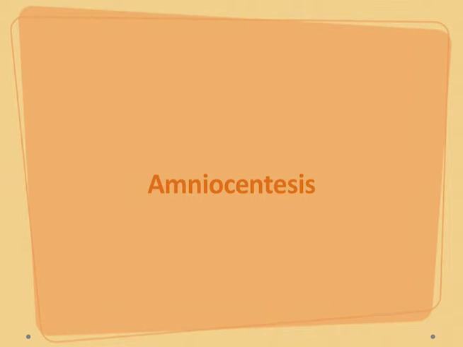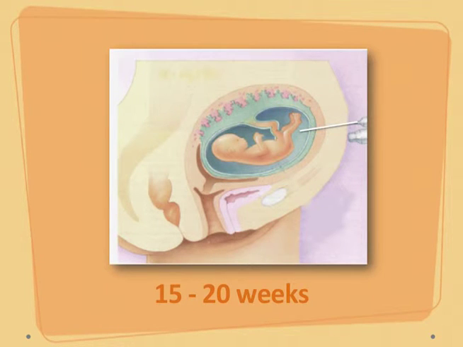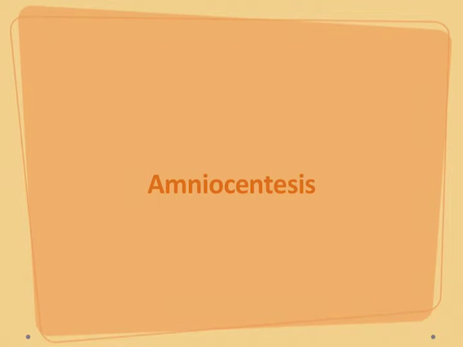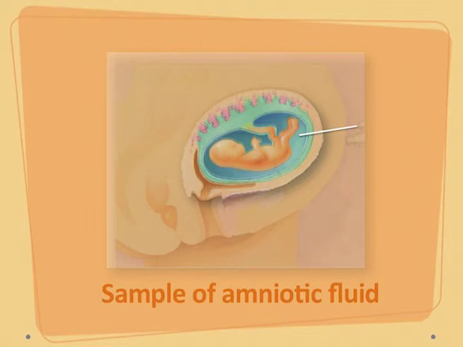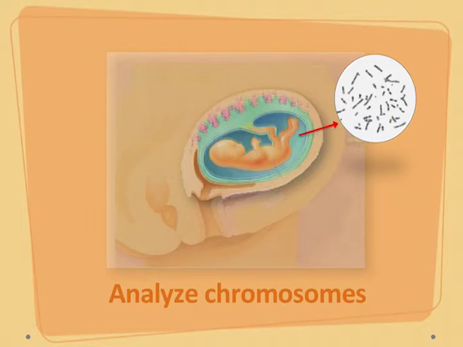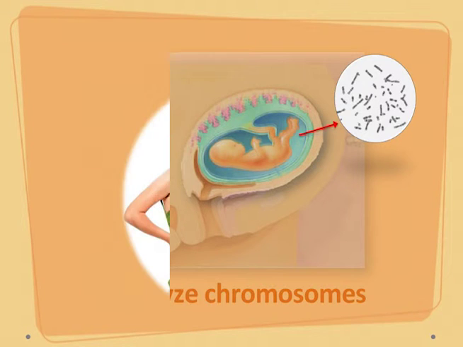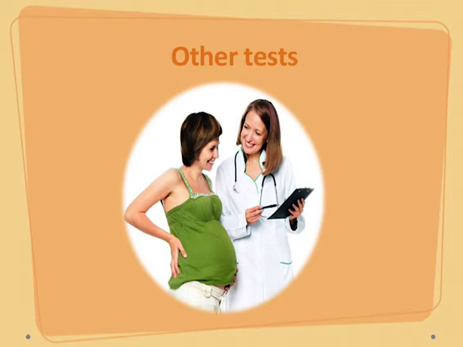Amniocentesis is the most common diagnostic test and is usually performed at 15 to 20 weeks of pregnancy. During amniocentesis, a specially trained doctor inserts a needle through the mother's abdomen and withdraws a sample of amniotic fluid, which is the fluid that surrounds the baby. In the fluid are skin cells that have normally fallen off of the baby. The chromosomes in those skin cells are then analyzed to determine with high accuracy whether the baby has a chromosome abnormality. Other tests may be performed depending upon the reason for the amniocentesis.